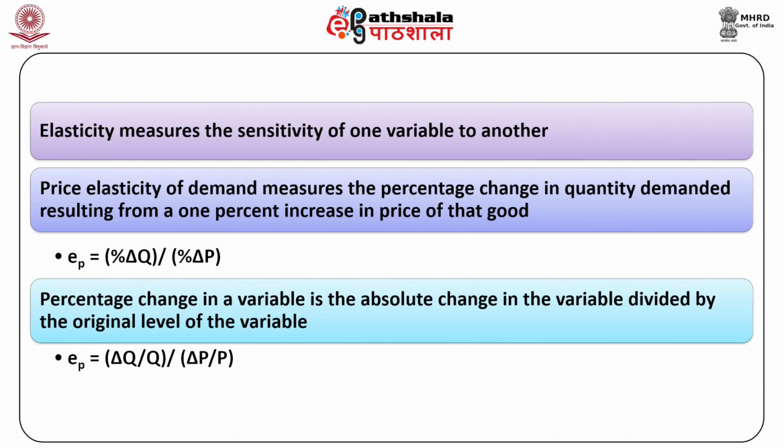Elasticity measures the sensitivity of one variable to another. The price elasticity of demand measures the percentage change in quantity demanded resulting from a 1% increase in the price of that good. It is denoted by EP, which shows that percentage change in Q divided by percentage change in P. The percentage change in a variable is the absolute change in the variable divided by the original level of the variable. In other words, EP is equal to delta Q upon Q divided by delta P upon P.